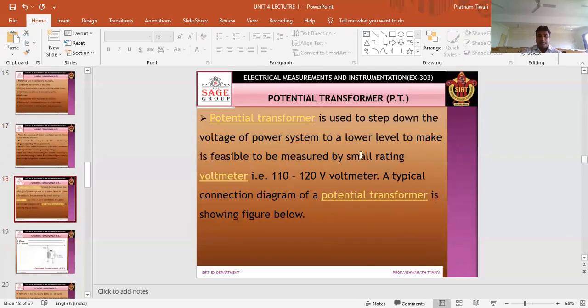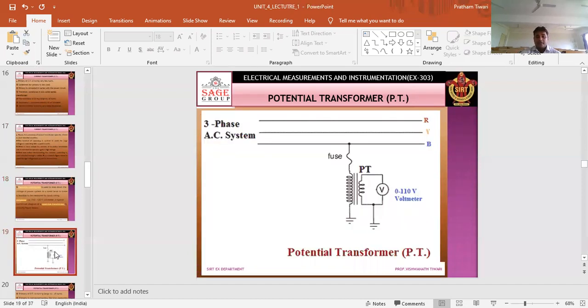Next, the potential transformer. A potential transformer steps down the voltage of the power system to a lower level to make it feasible to measure with a small rating voltmeter, typically 110 volt to 120 volt. A typical connection diagram of a potential transformer is shown in the figure. You can see this is the power circuit, and the potential transformer is connected across the power circuit in parallel form.